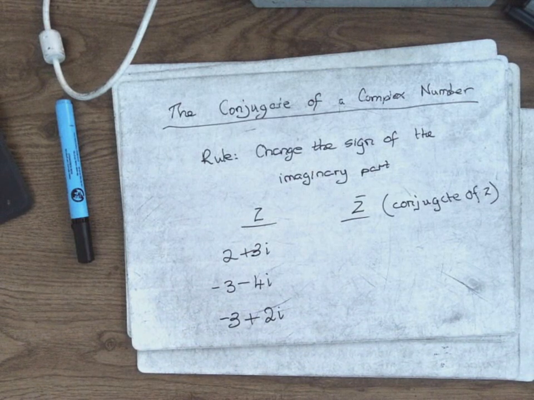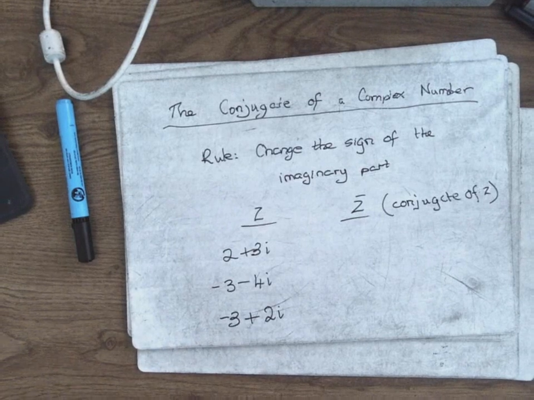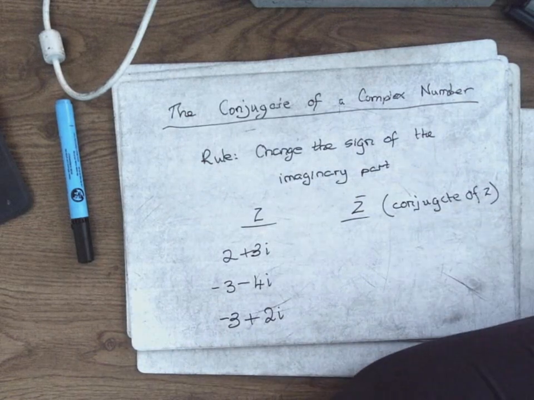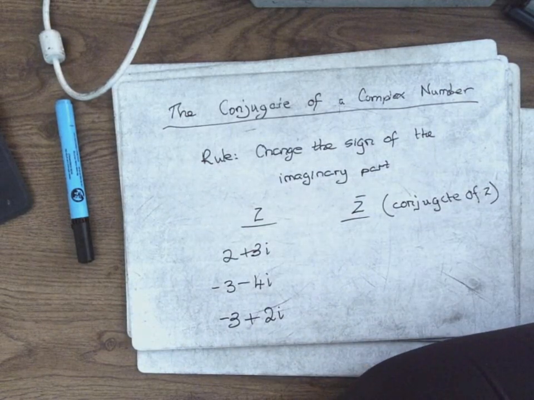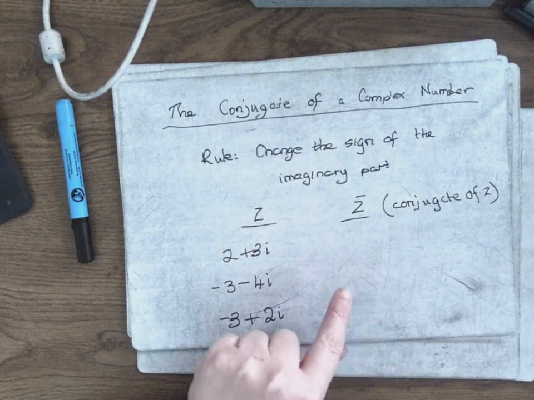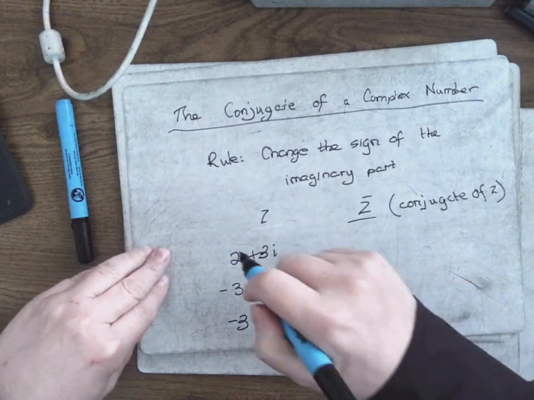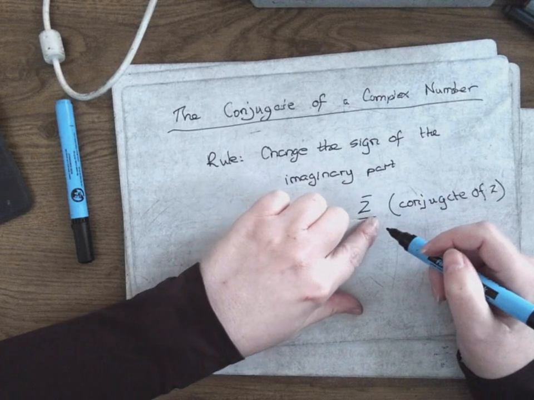So the rule is, change the sign of the imaginary part. I'll leave you to jot that down and then I'll do some examples. That's the symbol, yeah, the line across the top of it. Oh, that's just me drawing, like I'm making a table. Okay, so the line under it doesn't mean anything, that's just me.